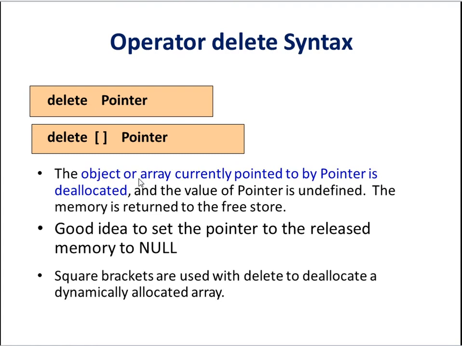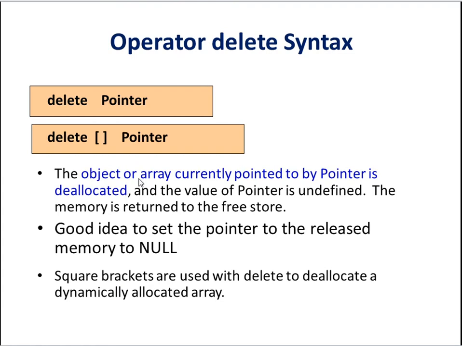The object or array currently pointed to by the pointer is deallocated. Whatever memory is currently pointed to by the pointer, that memory is freed or deallocated, and we can use it for other purposes. The value of the pointer is undefined. The memory is returned to the free store. It is a good idea to set the pointer to the released memory to null, or we can assign the pointer equal to null. When we have deleted the pointed memory, we have to assign the pointer equal to null, otherwise it creates problems.